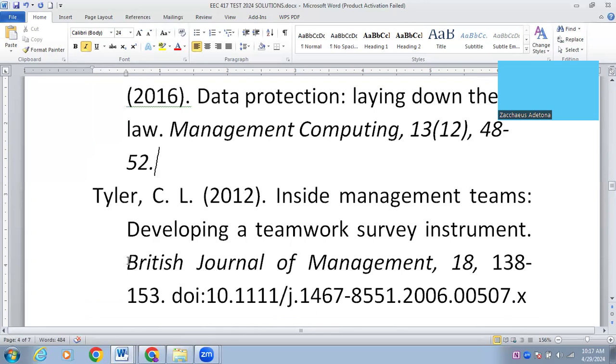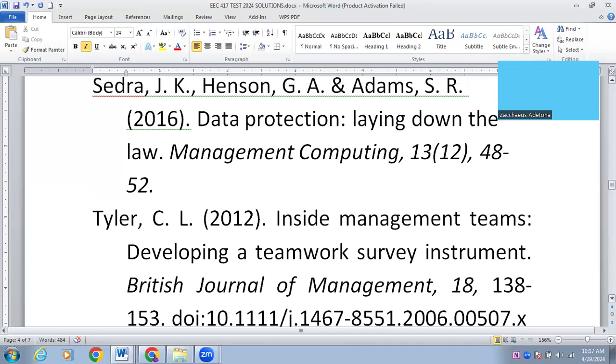And the journal itself will be written in italics. Take notes. Journal is always written in italics. British Journal of Management. So in your own solution, when you write it by hand, you can underline the journal title in number in the Cedra and Cedra et al.